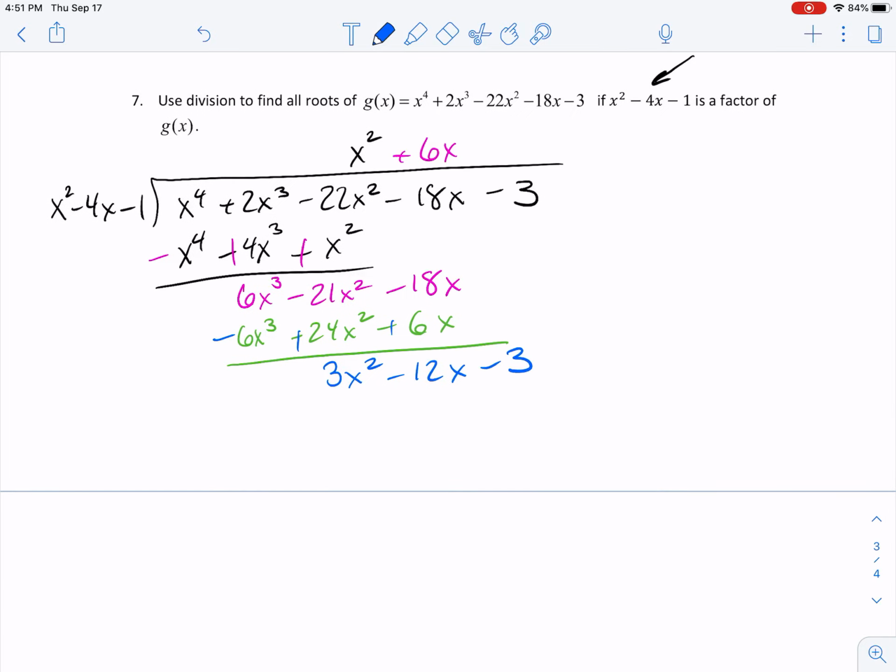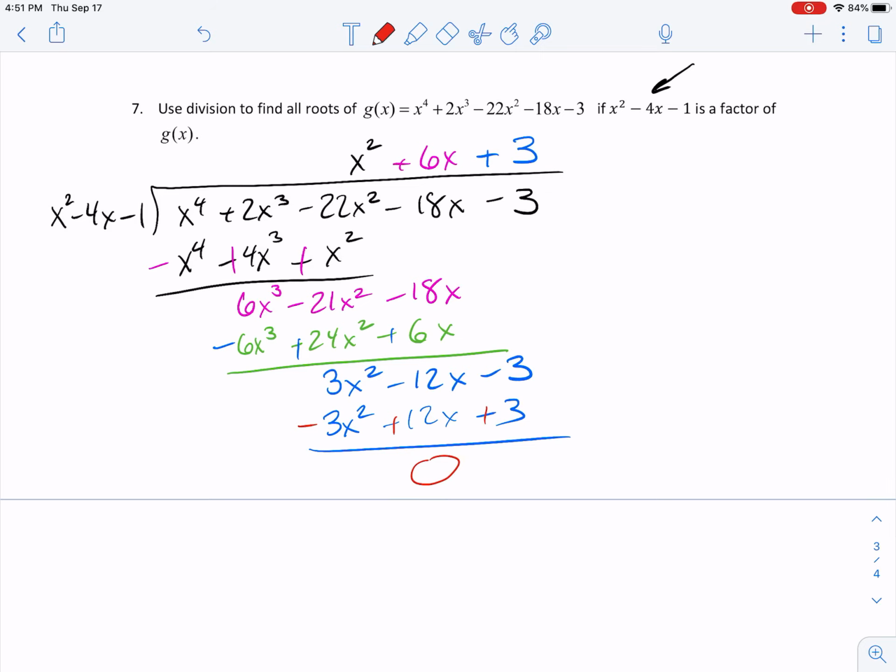Oh, this is encouraging. Okay, 3x squared divided by x squared gives me a plus 3, giving me 3x squared minus 12x minus 3. Oh, yay, I love it when they're exactly the same. And then this, change your signs and you get nothing.